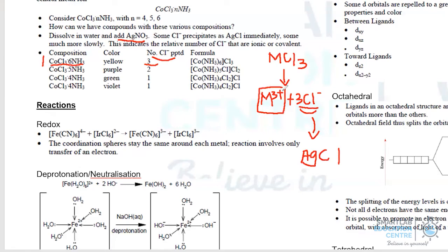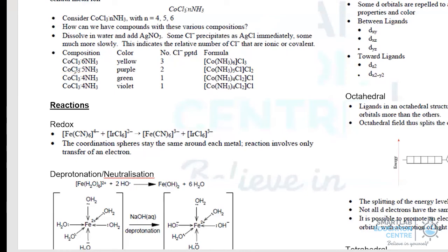Hence, because of this, we now know that the complex ion is M3+. And given that ammonia is neutral, the charge of cobalt is also 3+, and cobalt has a coordination number of 6. Let's take a look at another complex salt that involves a complex ion.